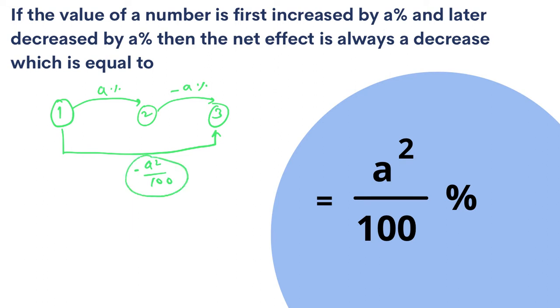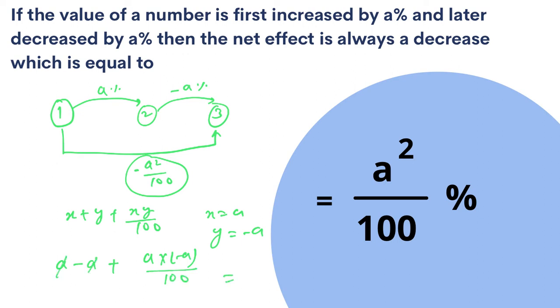Always this is a decrease. How can we calculate this? By the successive percentage formula. The formula is x plus y plus xy divided by 100. So here the value of x equals a and the value of y equals minus a. So I can say a minus a plus a into minus a divided by 100. So a and a cancel, and here it is minus a square divided by 100. So this is the net percentage change.